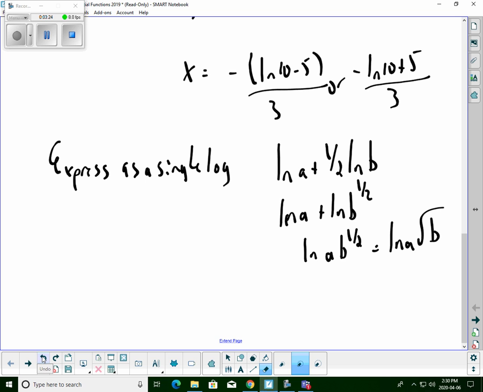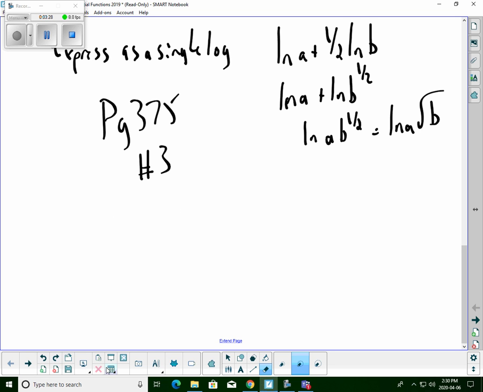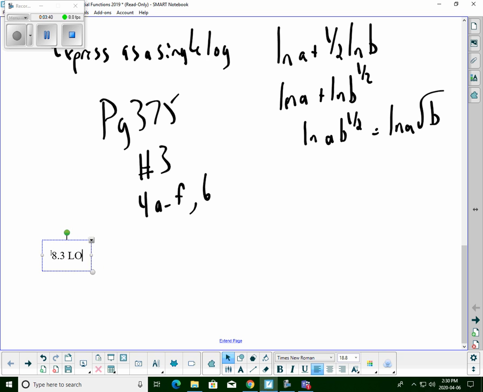Like I said, this is a short one. That's it. In your duotang, there's a page that says 3.75, number 3, 4AF, and 6, and it's actually on the sheet. And I hope this works. Down here. Yep, 8.3. Logarithmic functions is the sheet.